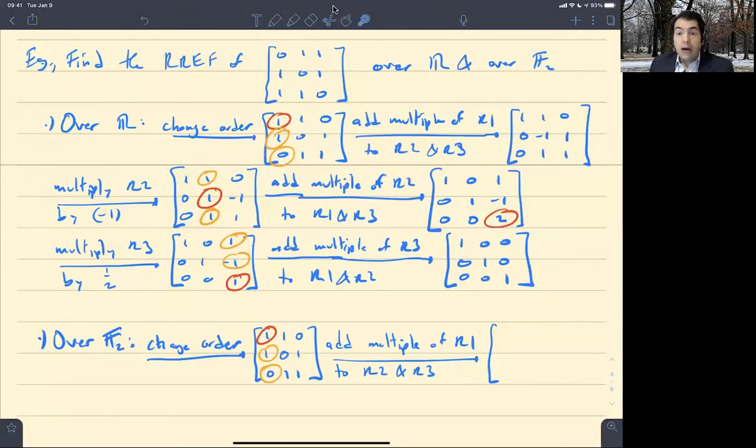Right? So -1, remember, -1 just stands for the additive inverse of 1. So in F2, -1 is the same as 1. Which is to say, to get rid of this 1, we're just going to add this row to this row. And 1 plus 1 is 0. So that'll do it. Okay, so nothing happens to the first row. We're just going to add it to the second row. So we just get 0, 1, 1. And then we don't have to do anything to the third row. It already has a 0.